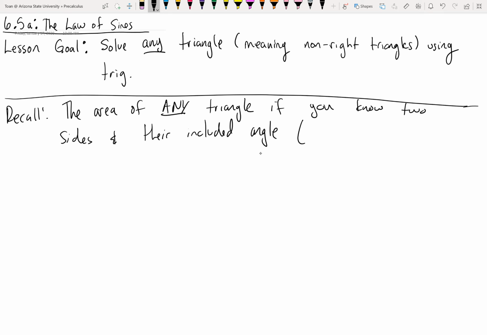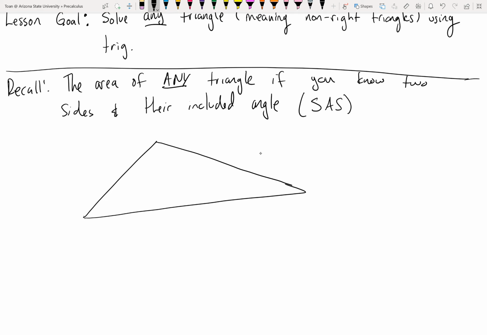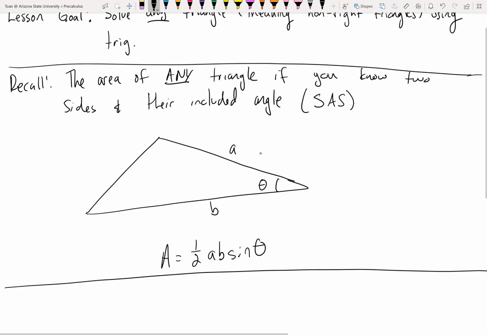Now, to go back even further and remember our geometry days, I believe your geometry teacher probably called this the side angle side, or SAS situation, right? So for any triangle, and I'm going to do my best to make it not look like a right triangle, if you have two side lengths and the angle in between them, the area is always 1/2 times the product of the sides times the sine of their angle. So that's the formula that we developed back in 6.3b.